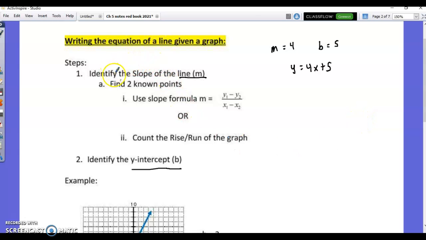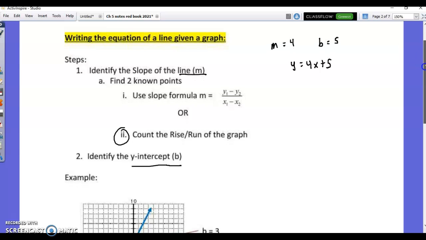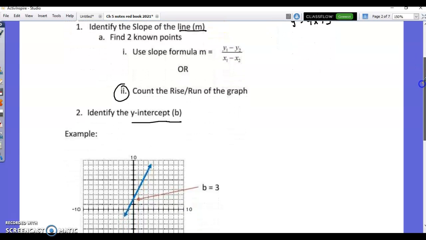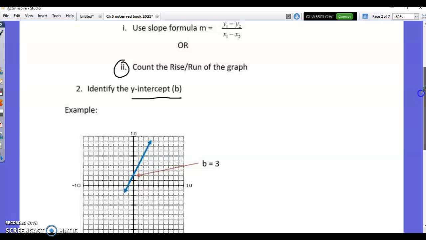And then, I should probably reverse these steps, you're going to identify the slope of that line. There's two ways that we can identify the slope. One is using the slope formula, where we identify 2 points, or we count the rise over the run of the graph. For today, I'm going to be focusing on this, so we can calculate what it is. This is kind of review from previous sections, but we're going to do some examples so you can follow this lead.